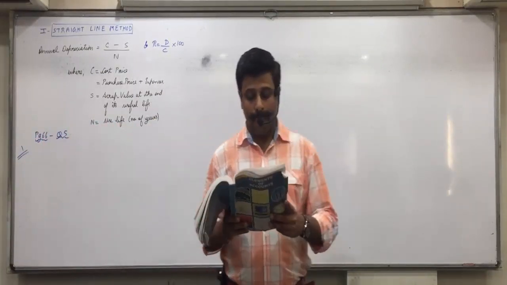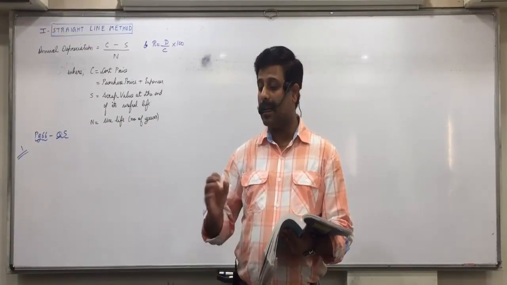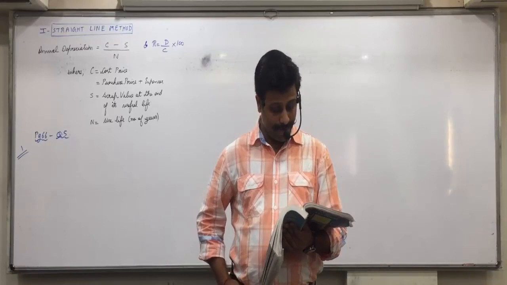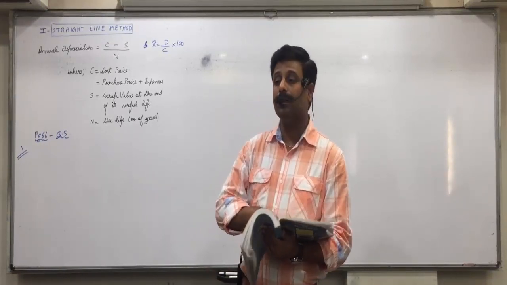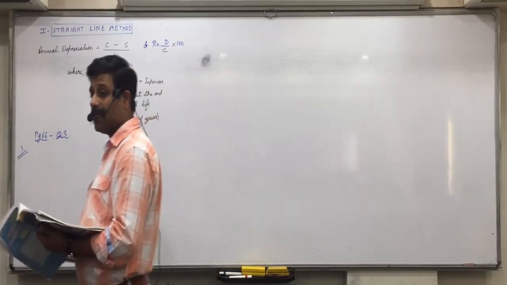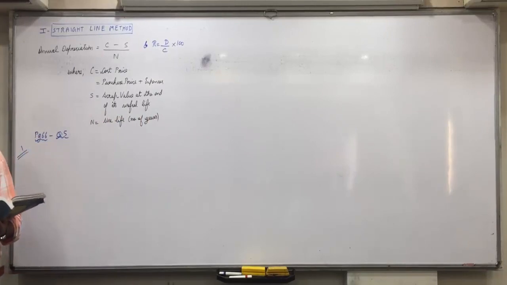Further, the accounting year of the company ends on 31st March. Generally the accounting year ends on 31st March. Write journal entries for the first 3 years. And also prepare machinery account and depreciation account. So journal is also asked, ledger is also asked.